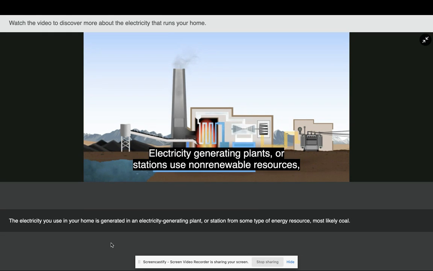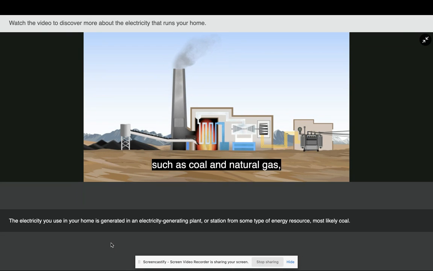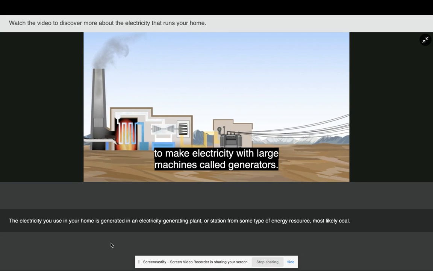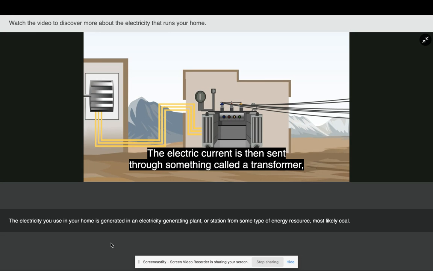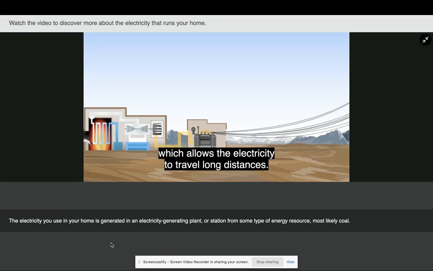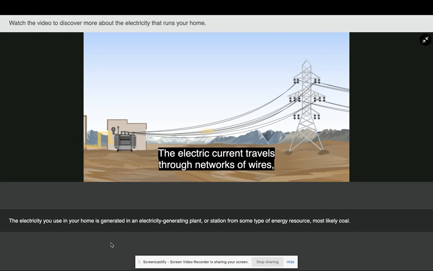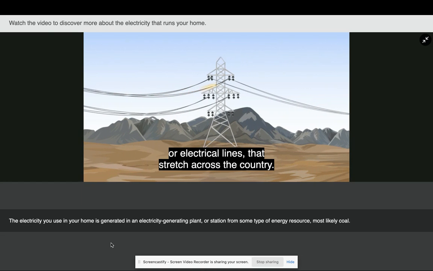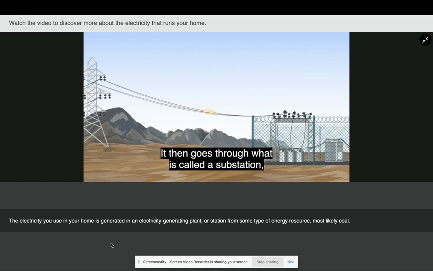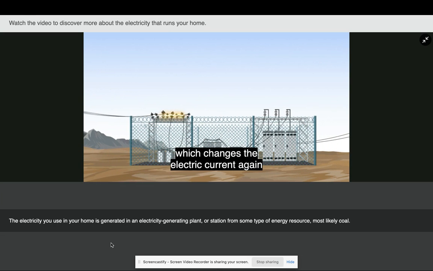Electricity generating plants, or stations, use non-renewable resources, such as coal and natural gas, to make electricity with large machines called generators. The electric current is then sent through something called a transformer, which allows the electricity to travel long distances. The electric current travels through networks of wires, or electrical lines, that stretch across the country. It then goes through what is called a substation, which changes the electric current again so it can travel through smaller electrical lines.